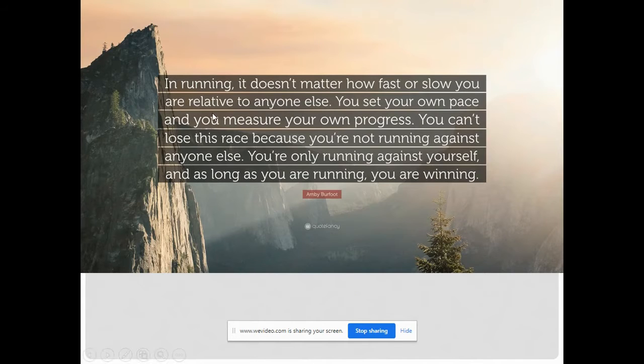So this is just a cool quote to put in here. In running, it doesn't matter how fast or slow you are relative to anyone else. You set your own pace and you measure your own progress. You can't lose this race because you're not running against anyone else. You're only running against yourself. And as long as you are running, you are winning. And that's kind of related to what we're going through right now. Throughout this COVID-19, we are in a marathon, and hopefully the marathon doesn't last that long. But for now, you just want to pace yourself. Each day you do a little bit at a time at your own progress, and hopefully we'll get through this.